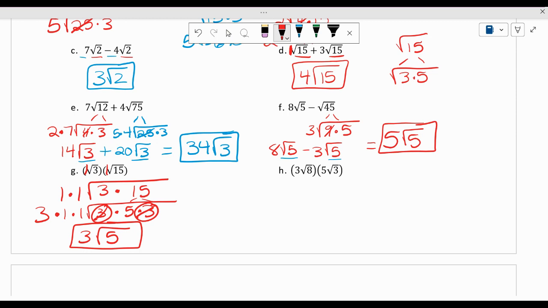Repeat the steps in H. Again, multiply the numbers on the outside. So 3 and 5. Multiply the numbers on the inside. And simplify as you go through. So what does the 8 break down to? Two numbers that multiply to 8, 4 times 2.